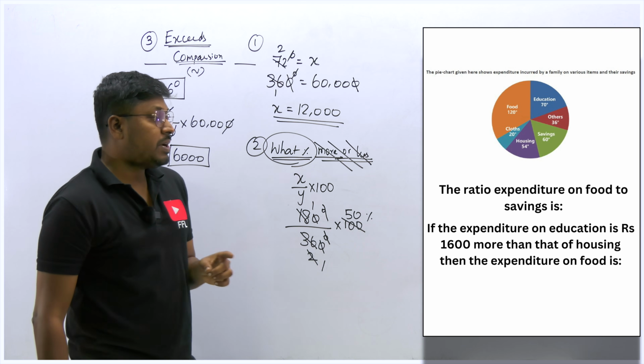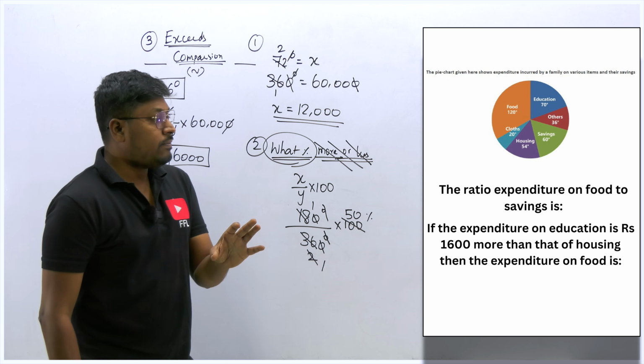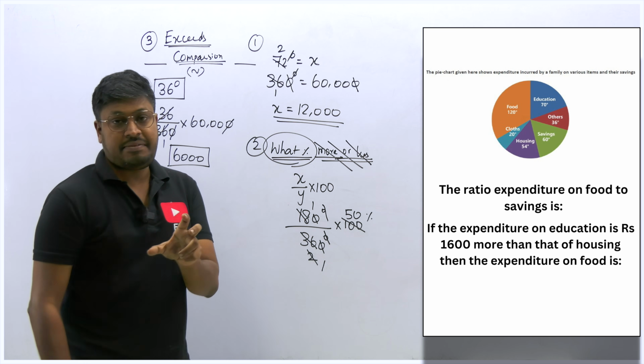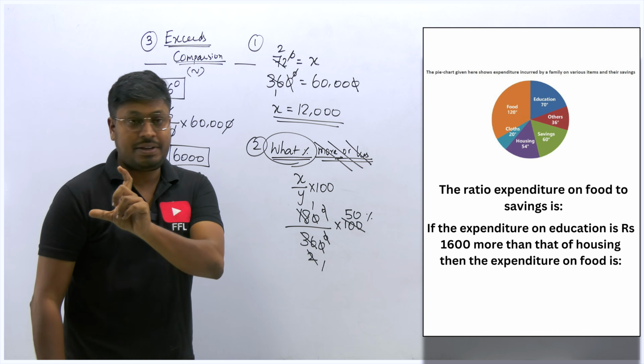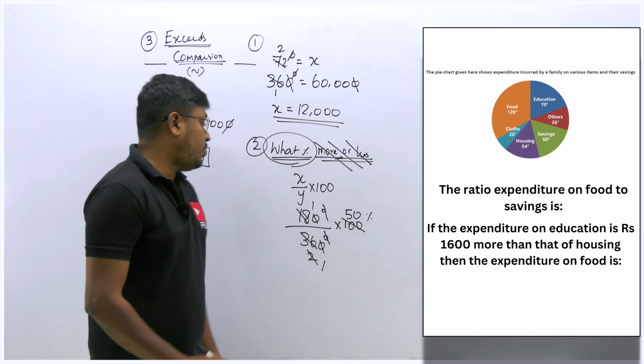So what is the first question? The ratio of expenditure on food to savings. So we need to find a ratio for food and savings, food to savings. So food is how much? 120 degree.